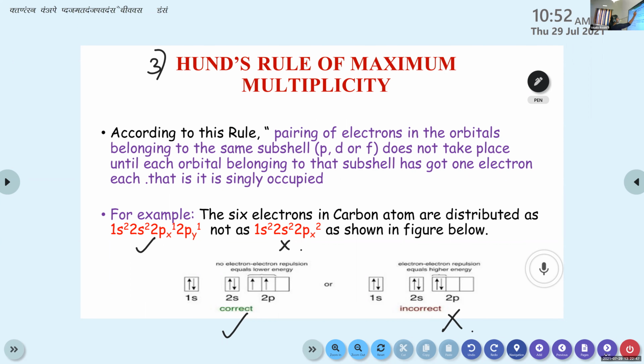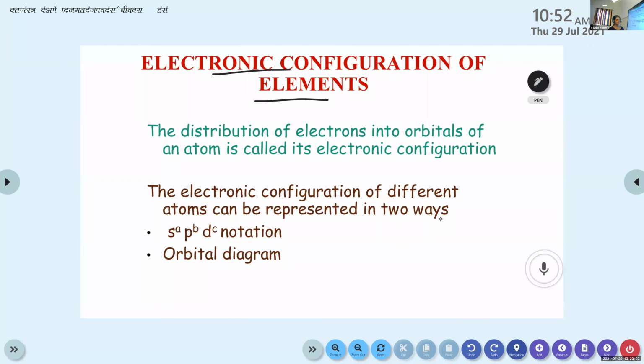Then the electronic configuration of elements. We are going to write the electronic configuration of each element. The electronic configuration of different atoms can be represented in two ways. There are two ways for the representation of these electrons in different orbitals. First one, SPD notation. That means filling the electrons in different subshells. Okay, s, p, d, f, etc. And the second method is through orbital diagram. First one through subshell notations and the second one through orbital diagram.